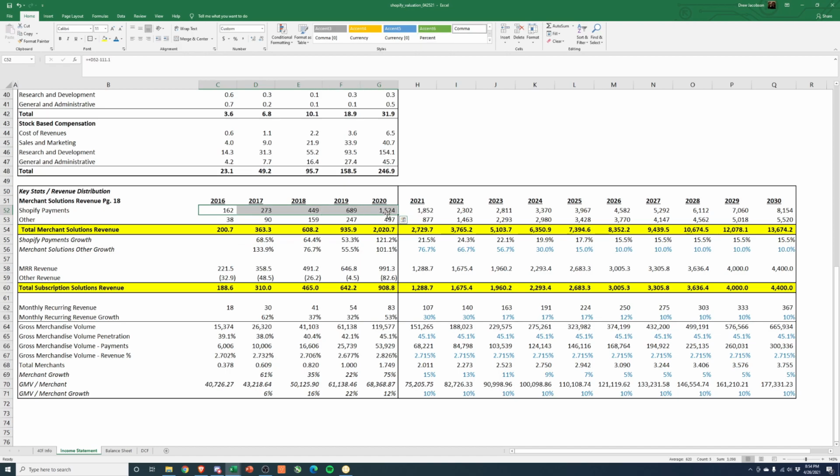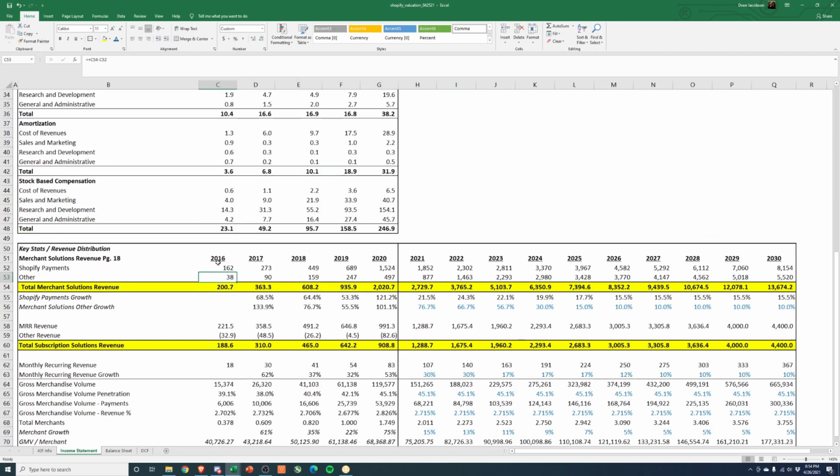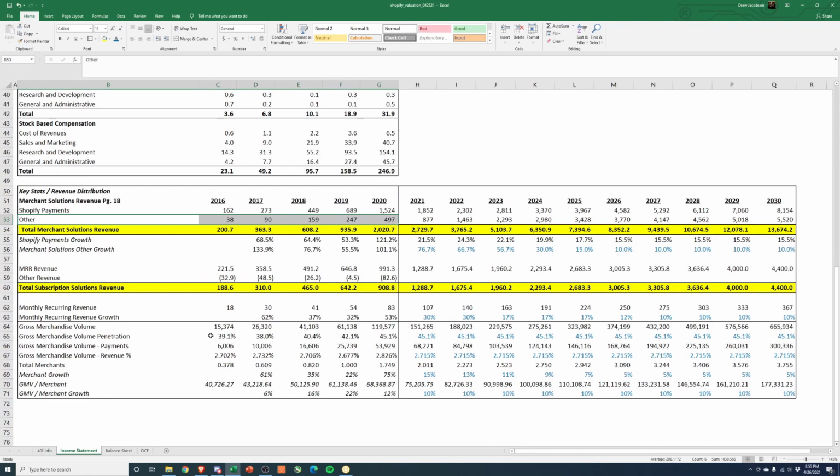They don't give them specifically to you in the 40F, but they give you enough information to get to it. And then you can back into the other just because you know total merchant. But the other is really the fulfillment, working capital loans, things of that nature that we talked about a minute ago.